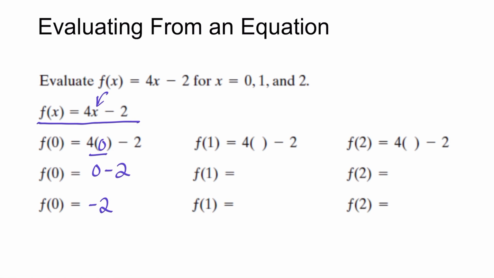What if I'm trying to find f of 1? Once again, I'm going to go to my equation and plug in a 1 everywhere I see an x. So 4 times 1 is 4, and then we have minus 2. 4 minus 2 is 2, so f of 1 equals 2. What about 2? We plug in 2 for x, so we get 4 times 2 minus 2. 4 times 2 is 8, so we have 8 minus 2, and then f of 2 equals 6.